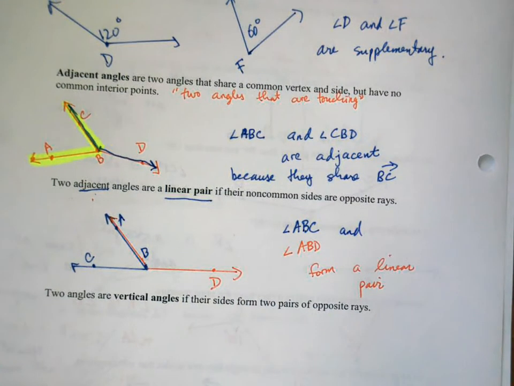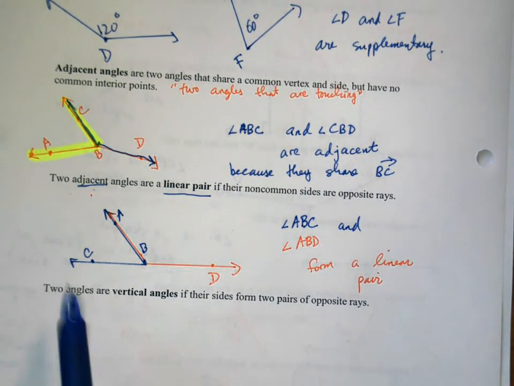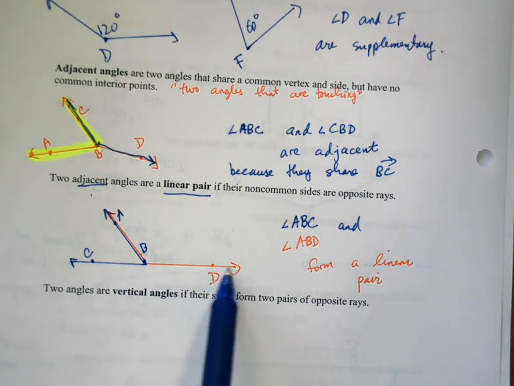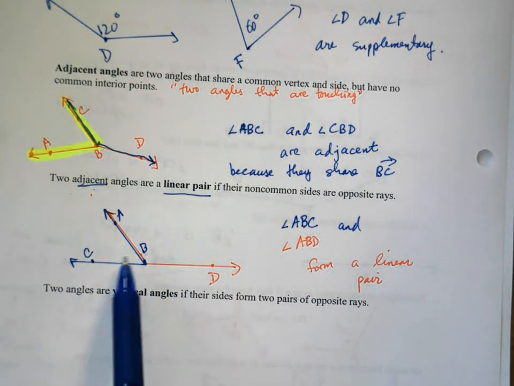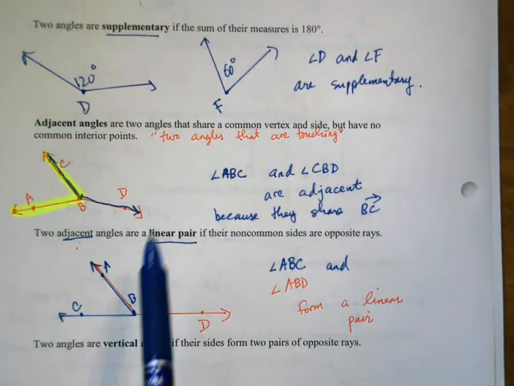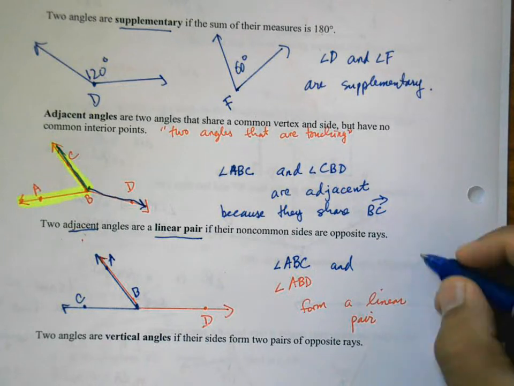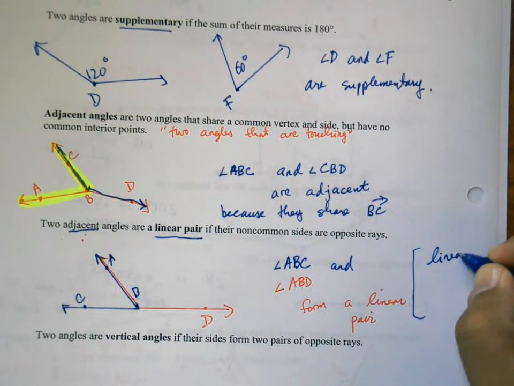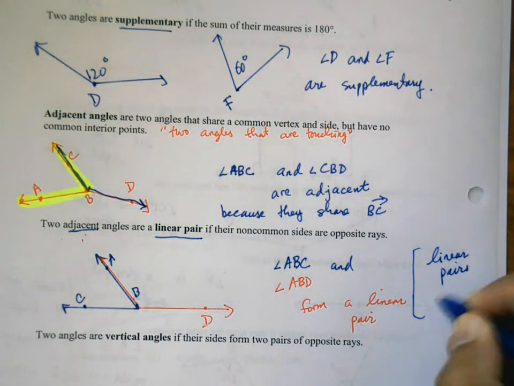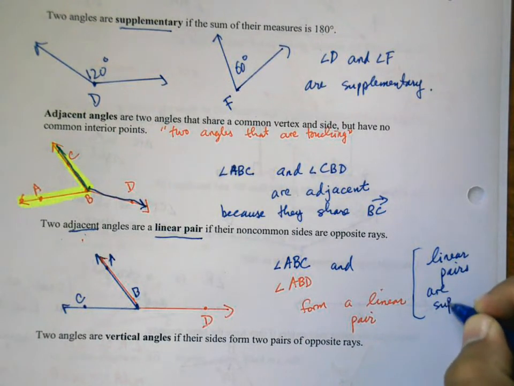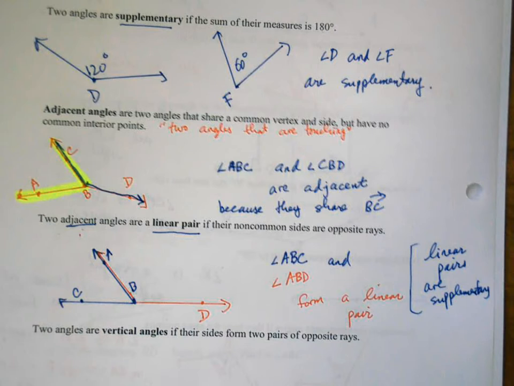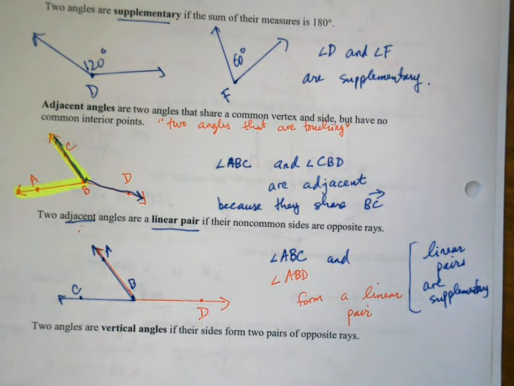One other thing that we can conclude from here is that this straight path here is a straight angle. It's a line, so it's going to be 180 degrees. So these two angles are always supplementary. So linear pairs are supplementary. Now the reverse of that might not always be true. Something that's supplementary may or may not form a linear pair.